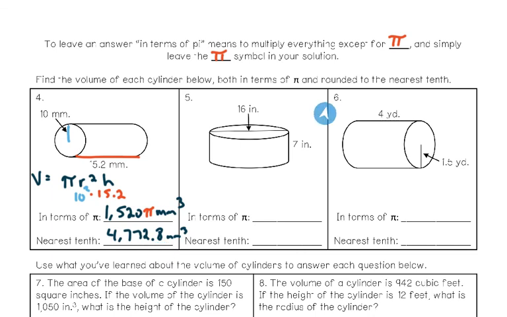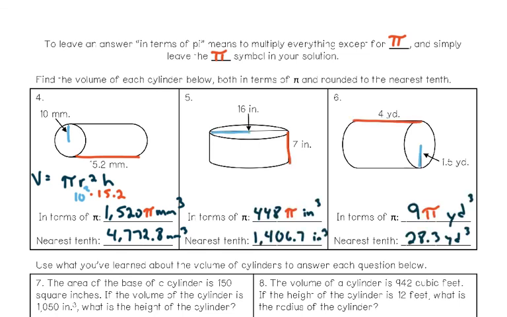So go ahead and try number 5 and 6 all by yourself, and then press play when you're ready to check. All right, so here's your answers for you to check for 5 and 6. You should have gotten 448 pi inches cubed for number 5, and then 9 pi cubic yards for number 6. If you messed up on either one of those and don't know how you made your mistake, hit me up.